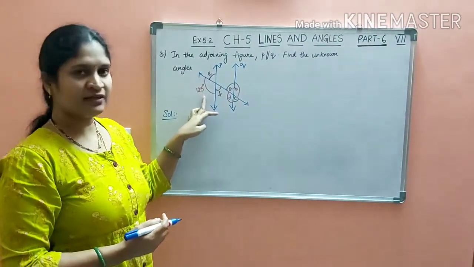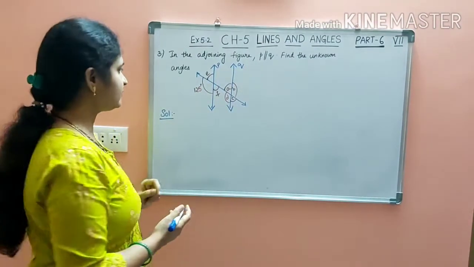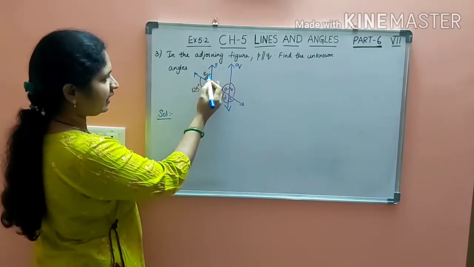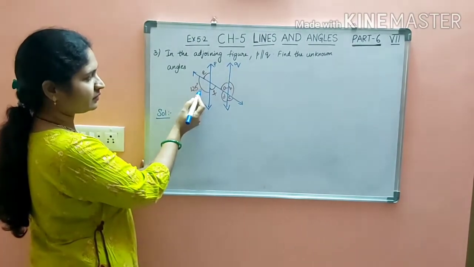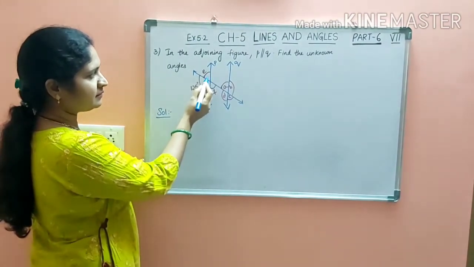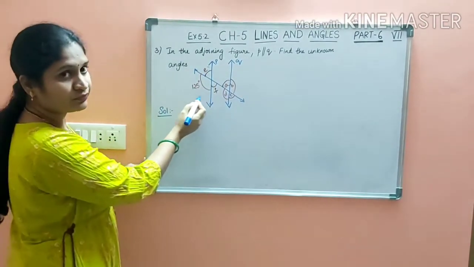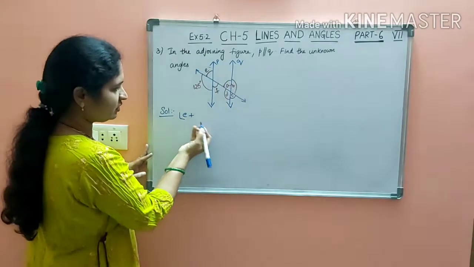Children, if one angle is given, how do we find out the remaining angles? Let us see this one. Here if you observe, angle E and angle 125 degrees, both are a linear pair, yes or not? This is forming a half circle here. So E plus 125 degrees.